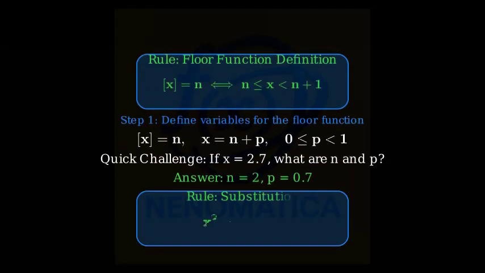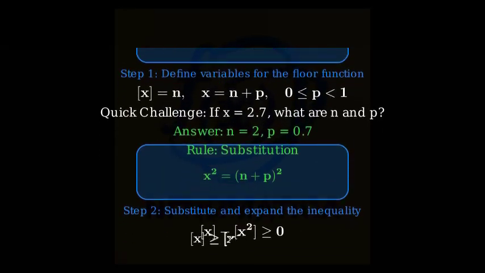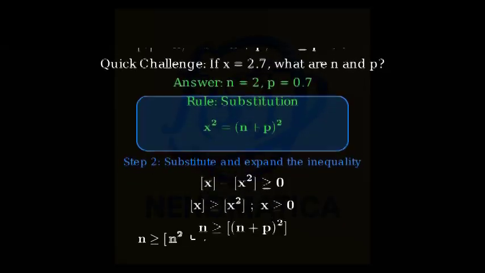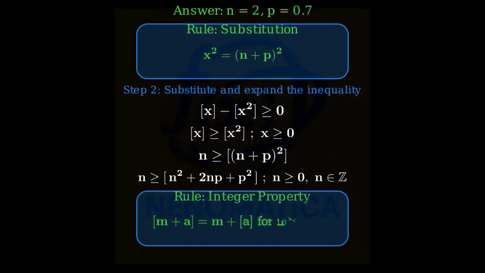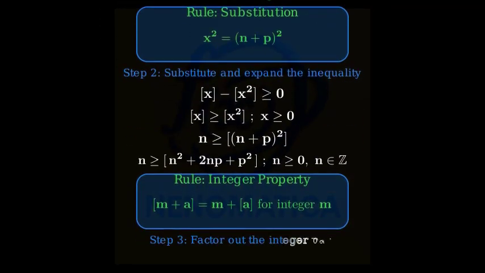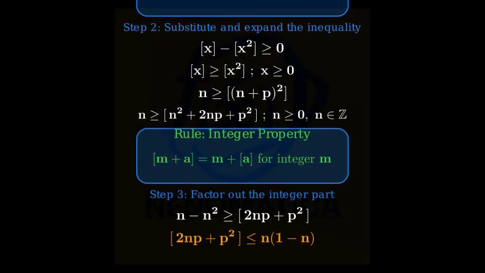Step 2. Substitute and expand the inequality. Replace x by n plus p and expand x squared. We also infer that x must be non-negative for the inequality to hold. Step 3. Factor out the integer part using the property that the floor of an integer plus a number equals the integer plus the floor of that number.